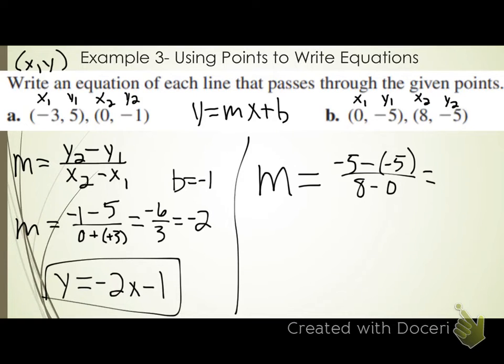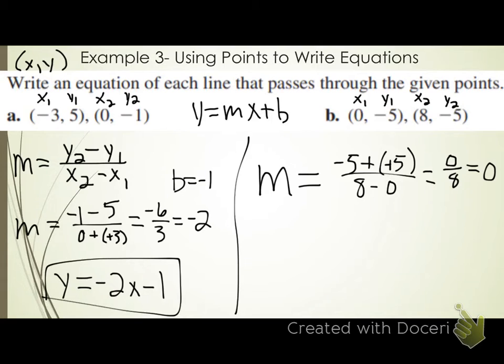Second y value first, minus your first y value. Second x value first, minus your first x value. Two negatives right next to each other makes a positive. Stay, change. Negative 5 plus 5 gives me 0. 8 minus 0 is 8. 0 divided by 8 is 0. Questions how we got our slope? We good?